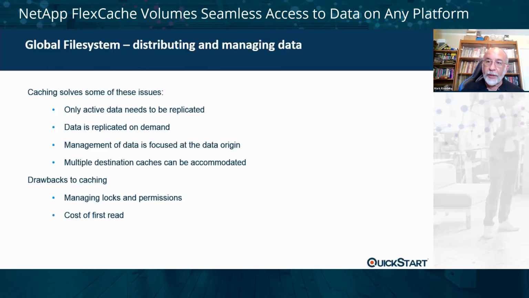The other disadvantage is that because we're replicating this in real time, that first read request is going to take more time. We have to copy that data up to our cache volume, and then that data is forwarded to the user that requested it. So the cost of that first read is higher.